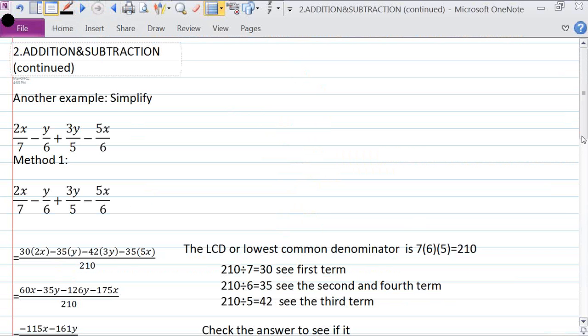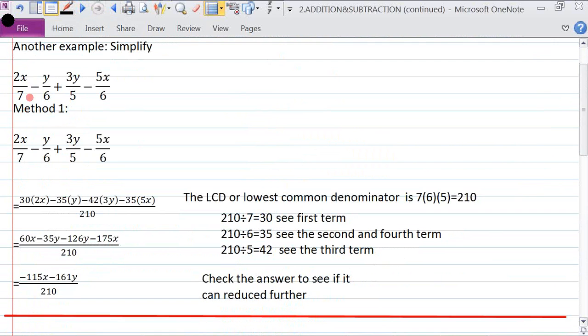Now let's see, we've got another example here. We want to say 2x over 7 minus y over 6 plus 3y over 5 minus 5x over 6. We're going to look at method 1. Okay, we've rewritten it, and the lowest common denominator is 7 times 6 times 5, which is 210. In other words, the lowest number that 7, 6, and 5 will all go into and give you an integer result is 210.